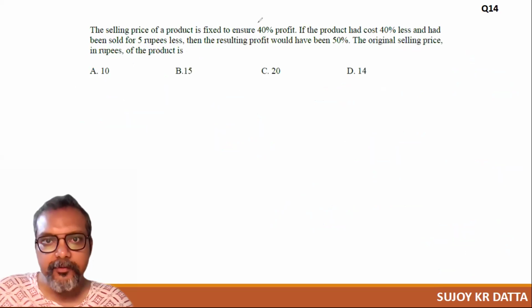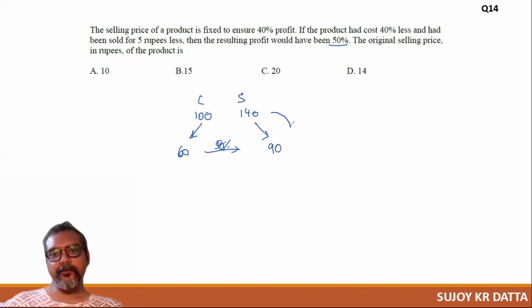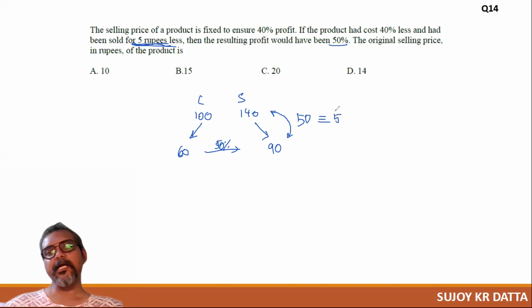The selling price is fixed to ensure 40% profit. So if the cost price were 100, the selling price means 140. If the product had cost 40% less, that means if it were 60, then the profit would have been 50%. That means with a 50% profit, the selling price should have become 90. The difference between the two, 140 and 90, is 50. But that is actually said to be exactly 5 rupees. So that means we have to scale down by 10. Scale down is divide by 10.